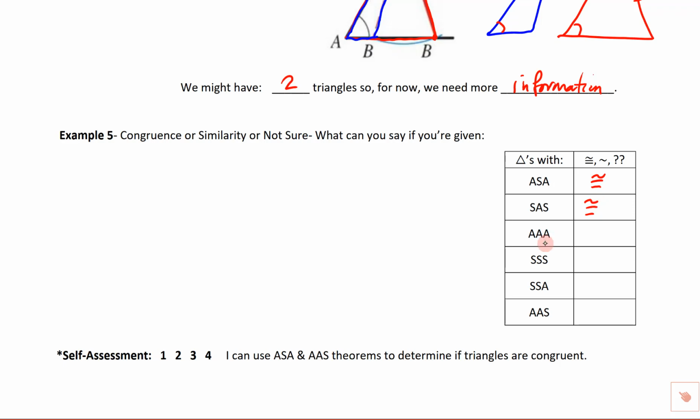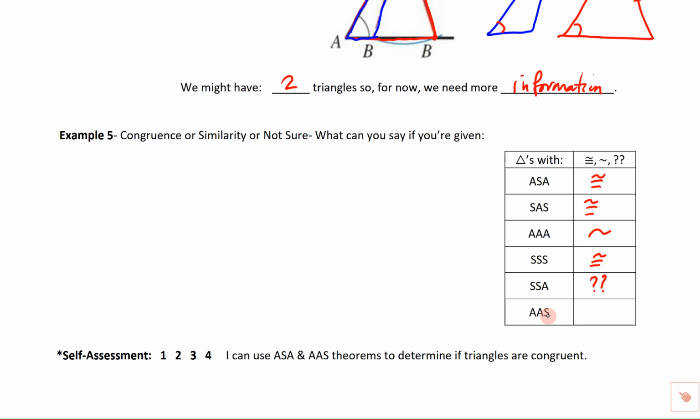Angle, angle, angle, this is what you talked about in 8th grade. For that, you can just show similarity. What about side, side, side? This is that thing that makes a triangle such a stable shape. If you've got side, side, side, they are stuck, they are set, so they're going to be congruent triangles. And then we've got side, side, angle. This is the one that if you read it backwards, you better be careful. On that one, we don't know. We need more information.